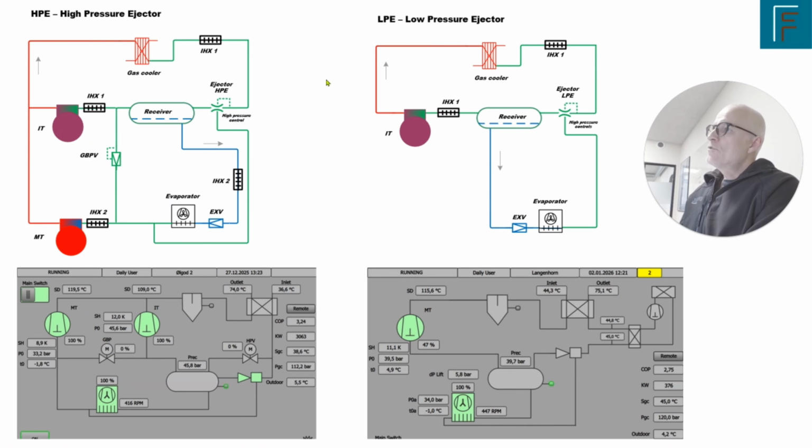The gas that goes to the receiver is compressed by the IT compressor, and the gas going to the MT compressor is of course compressed by the MT compressor, and all the gas is going to the gas cooler where we reject the heat into the heated water.